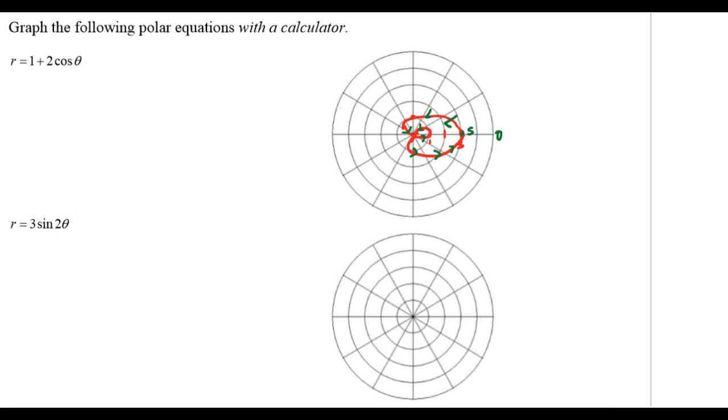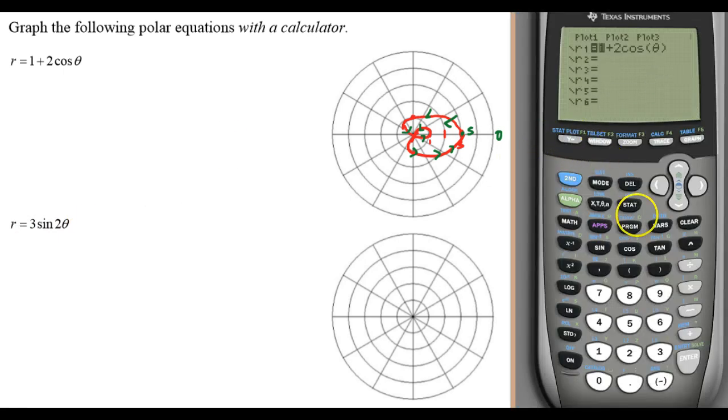So 3 sine 2 theta. Let's go ahead and enter that one. So 3 sine 2 theta. And then we'll go ahead and graph it in the same window, see what happens. So we're a little bit off here. So we'll go ahead and change the viewing window. I'm going to change my x min, let's say, to -4, and I think that'll show just enough. Alright, so notice what we have here is what looks like a flower.